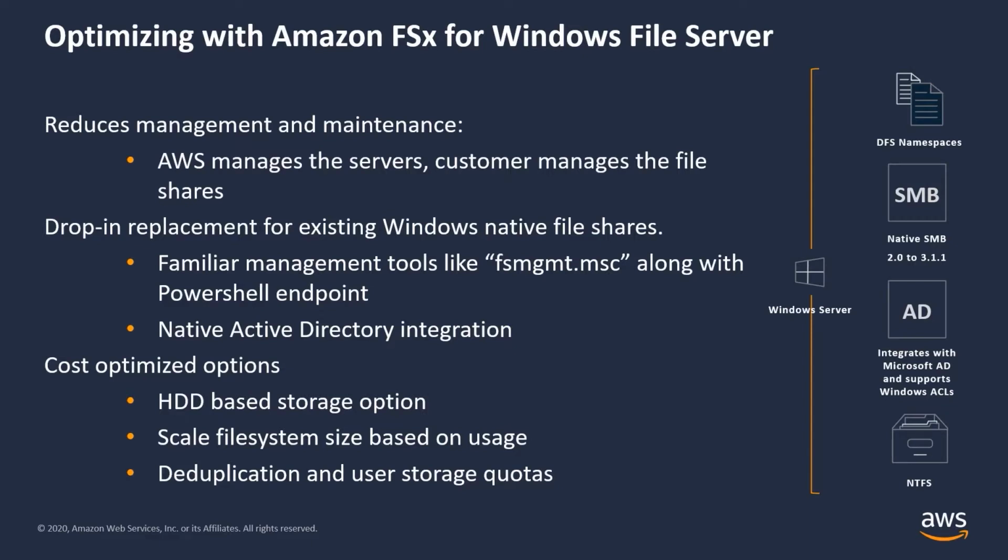Additionally, because this is a native Windows file server underneath, it has things like native Active Directory integration so that you can preserve your ACL structure. It is an NTFS-based file system. It supports the native SMB 2.0 to 3.11 protocols. Additionally, it crucially has support for distributed file system namespaces, which Acme currently uses in its setup. And we have cost optimization options through the use of hard drive-based storage, deduplication, user storage quotas, and are able to scale the file system based off of usage.